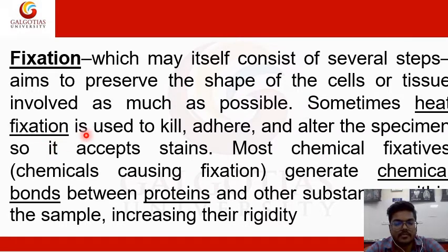Sometimes heat fixation is used to kill, adhere, and alter the specimen. Fixation methods have different types, like heat fixation, steam fixation, chemical fixation, and sometimes adhesion. In adhesion, we use different types of glues to fix the specimen to the slide. When we are using chemicals, it means they will generate chemical bonds between the proteins and other substances within the sample, increasing their rigidity.